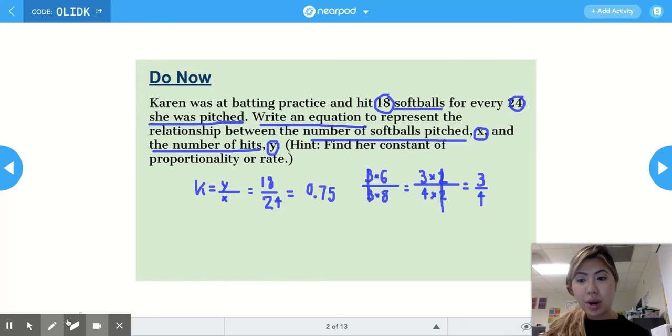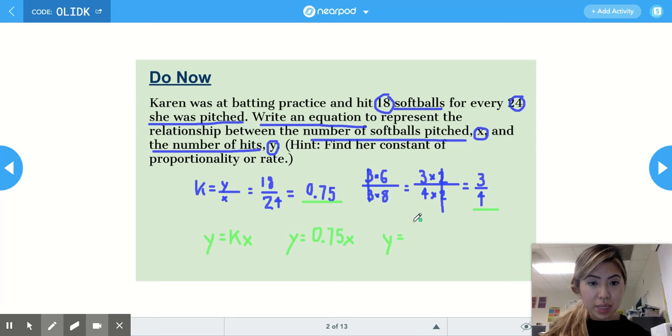And now we have to write our equation in the form of y is equal to k times x. So our k is 0.75, or it's the 3/4. So our equation is y is equal to 0.75x. Or you could have written y is equal to 3 over 4 times x.